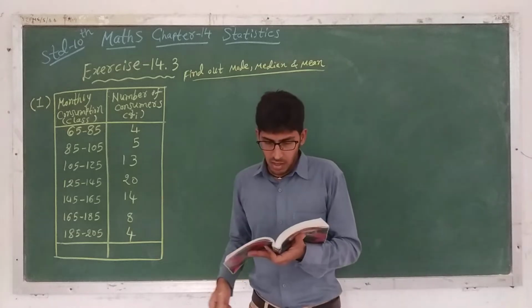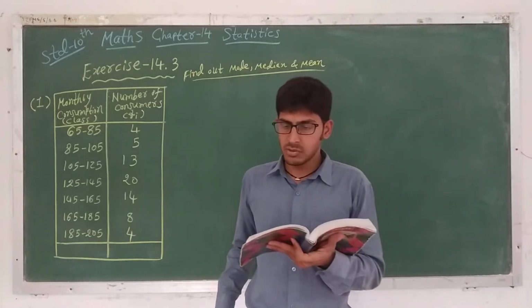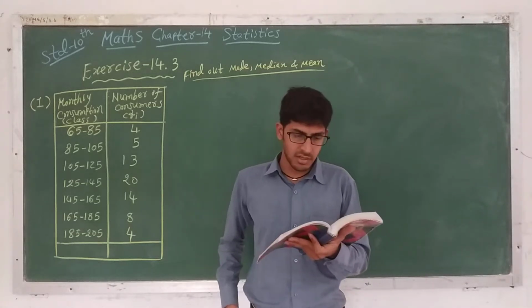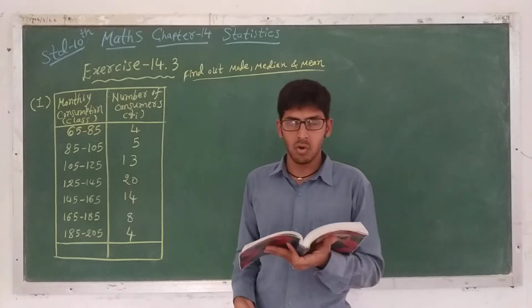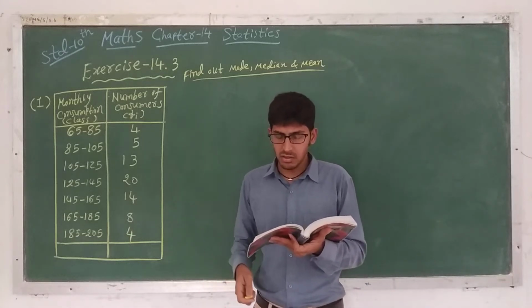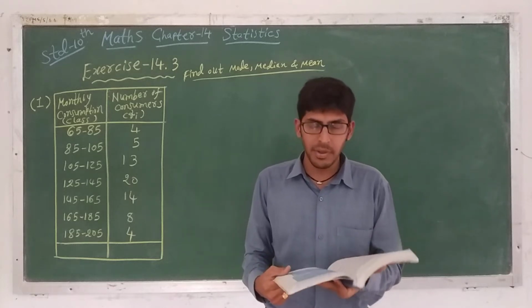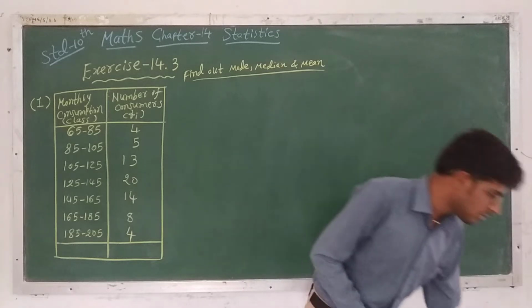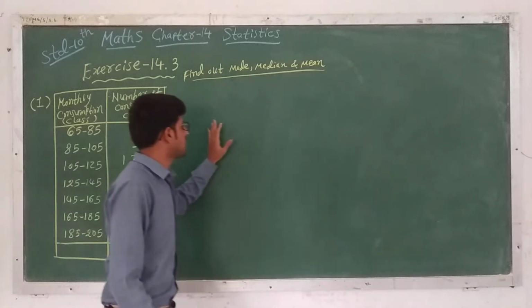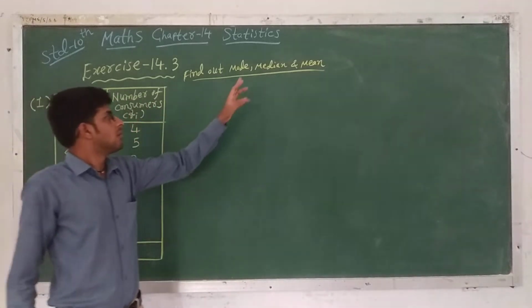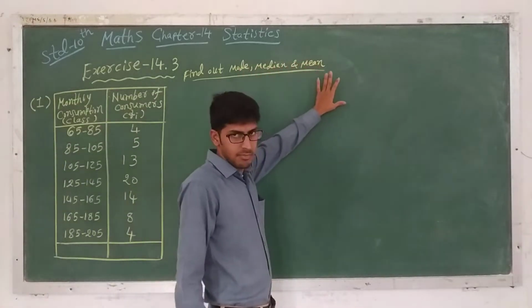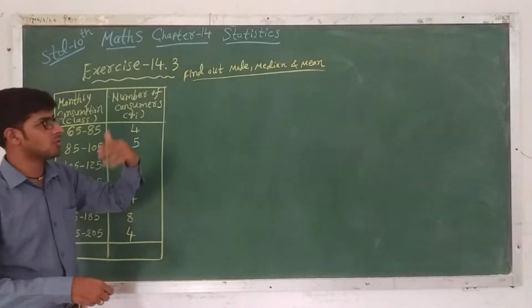Question number 1. The following frequency distribution gives the monthly consumption of electricity of 68 customers of a locality. Find the mode, median, and mean of the data and compare them. So in this exercise 14.3, we have to find out mode, median, and mean. All of these we have to find out and we have to compare it.